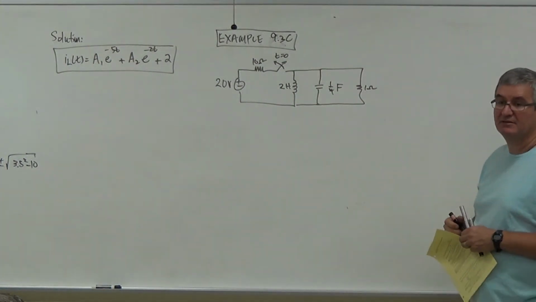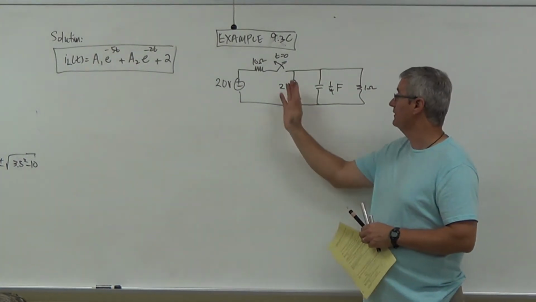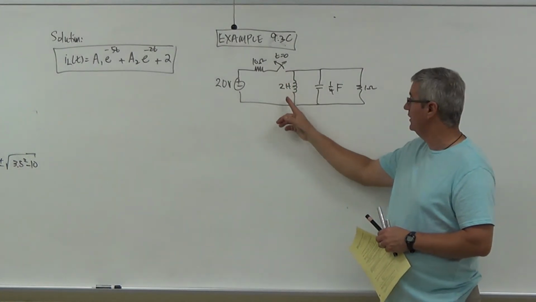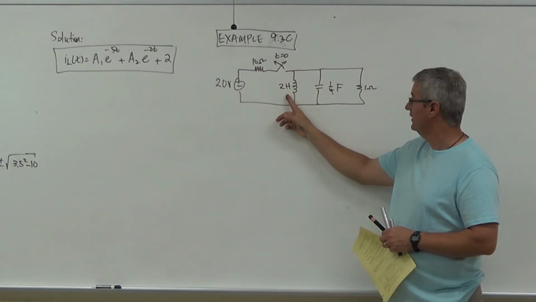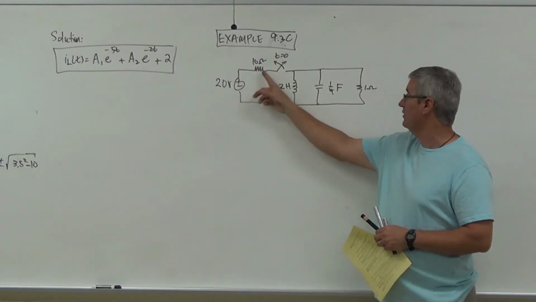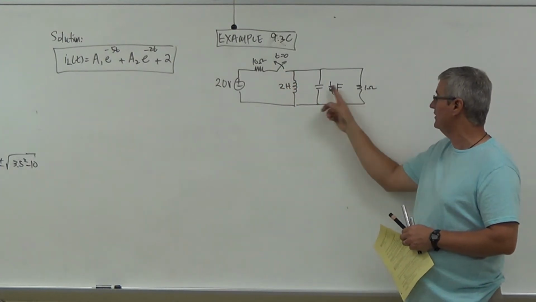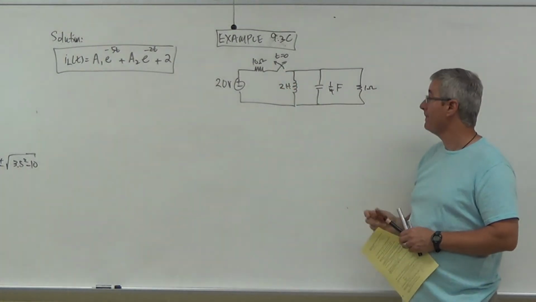So let's think about this physically before we do anything. The thing that's closed, what's it going to do? It's going to short this guy here. So then that means I only have one loop, because that short's going to kill everything off right here.